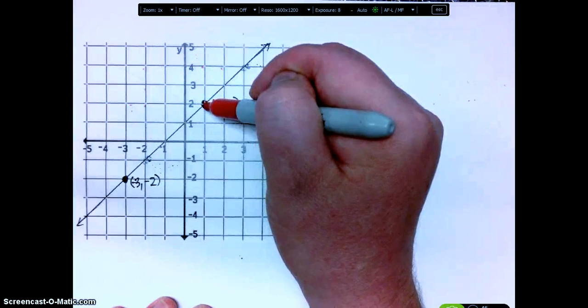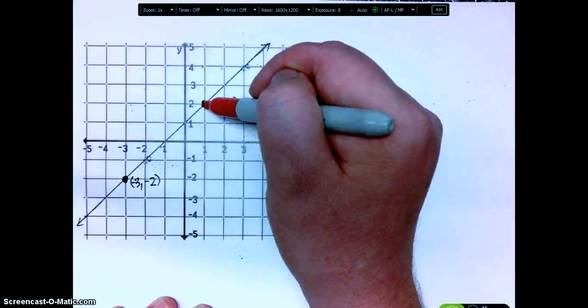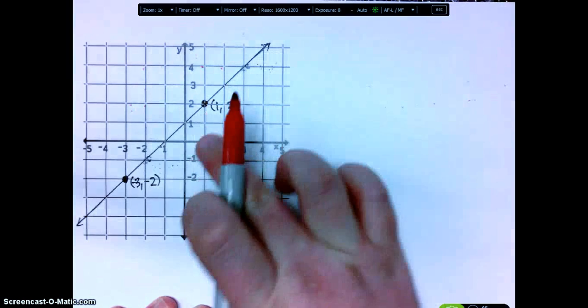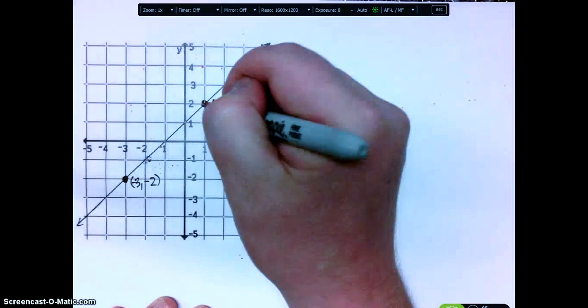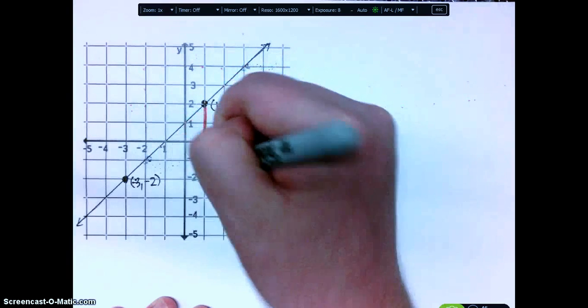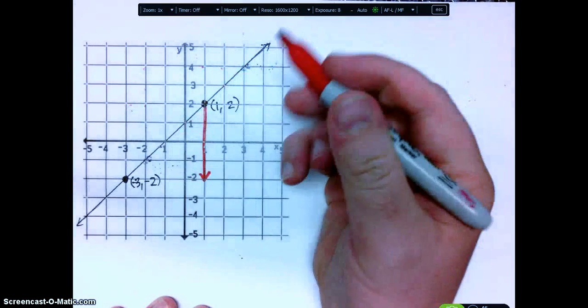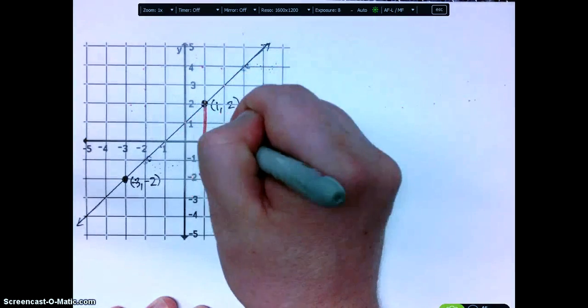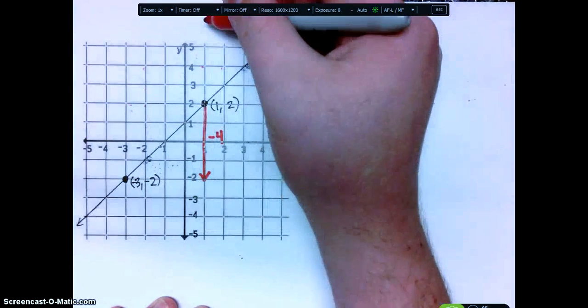So first I'm going to do how far it's rising, going up and down. But as you can see, to get from this point down here, I need to go down. So let's count our spaces. 1, 2, 3, 4 spaces going down. And that's actually negative. Do you see that? If I were going up, it would be positive.